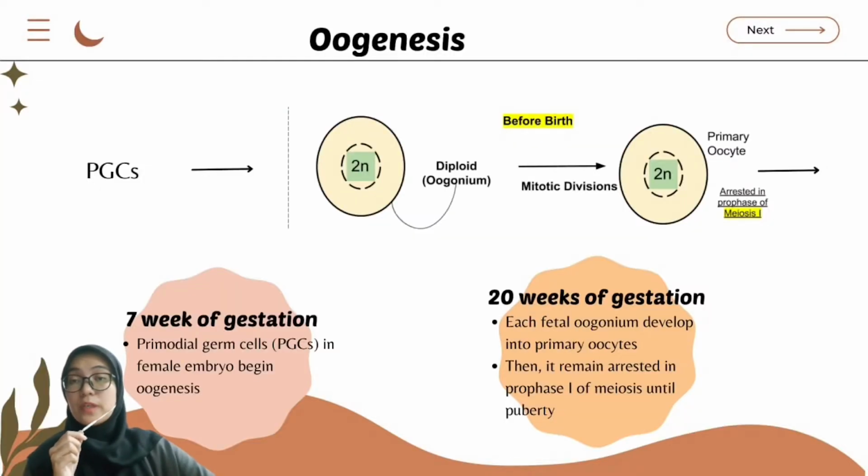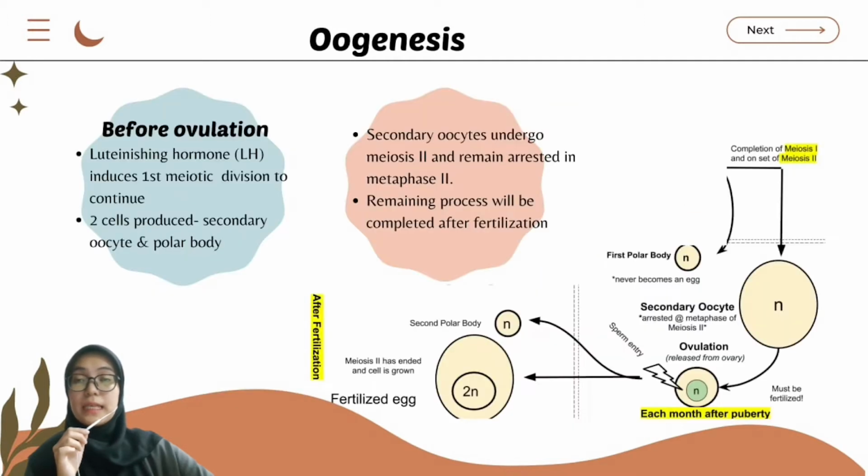At 7 weeks of gestation, primordial germ cells in the female embryo begin oogenesis. At 20 weeks of gestation, each fetal oogonium develops into a primary oocyte, and then it remains arrested in prophase 1 of meiosis until puberty. Before the ovulation stage, luteinizing hormone induces the first meiotic division of the oocyte to continue.